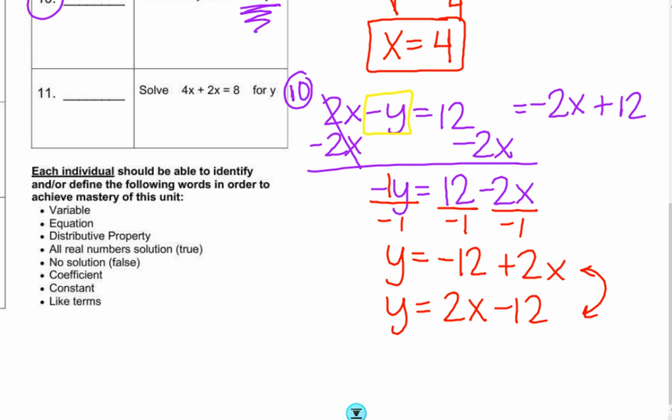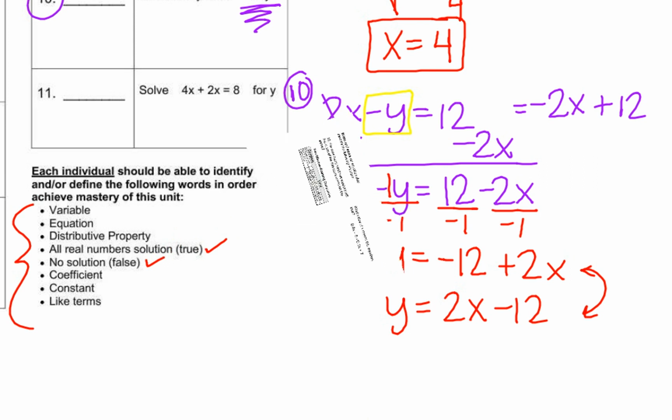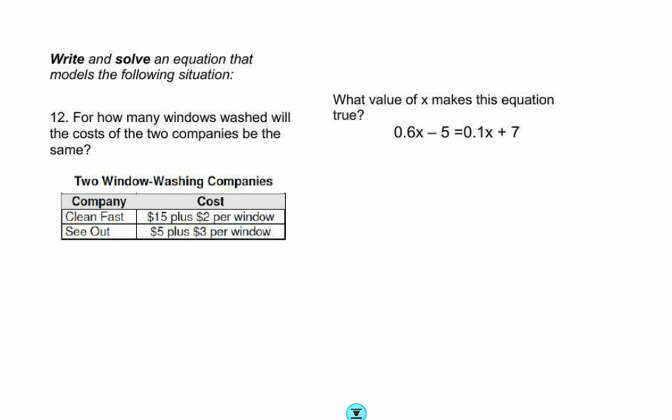Over here on your vocab, really make sure that you are familiar with all of these terms, especially our all real numbers and no solution, some special cases there. Let's check out the ones we have left on the back.